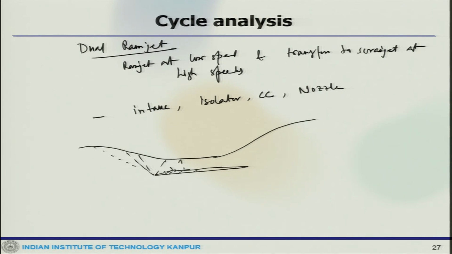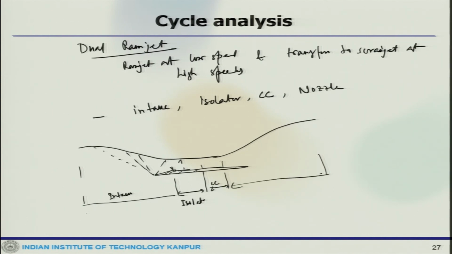So, now this portion is essentially the intake, then there would be this portion which is called the isolator, then this portion which is the combustion chamber, and this is the nozzle. And also if you draw the TS diagram, then you can always do this aerothermodynamic analysis. So, that can also be done.